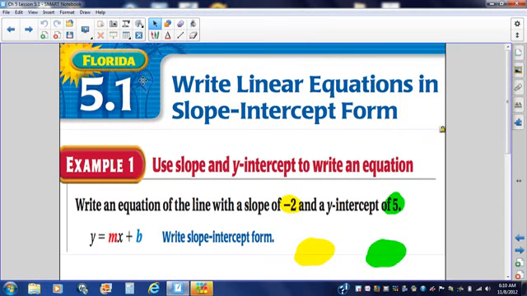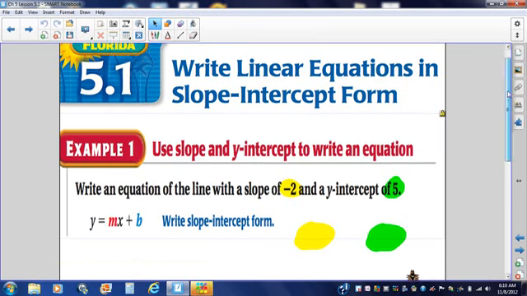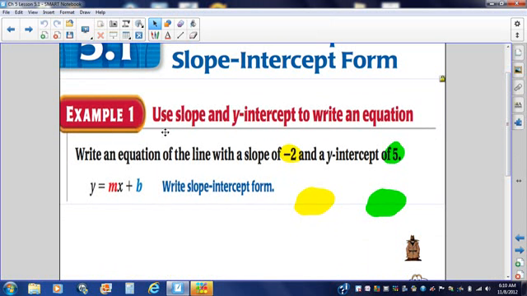Alrighty guys, this is going to be lesson 5.1. Write linear equations in slope-intercept form. Please write down, this is lesson 5.1. Write linear equations in slope-intercept form. We'll do a couple examples today. Here's example number 1. Use slope and y-intercept to write an equation.